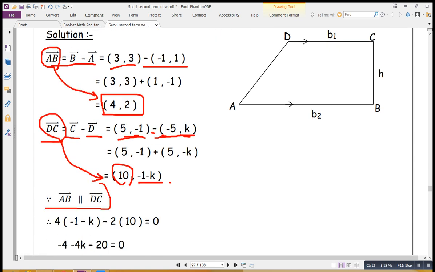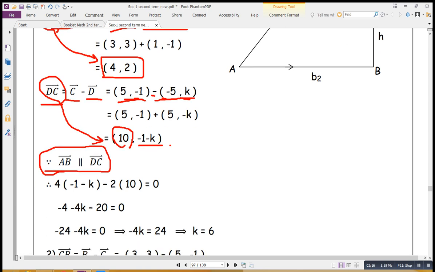Since AB is parallel to BC, 4 times (-1 minus K) minus 2 times 10 equals 0. This rule is in our booklet, but we can use another rule. Two parallel vectors means y over x equals y over x, so 2 over 4 equals (-1 minus K) over 10. This is the way that we studied together before.